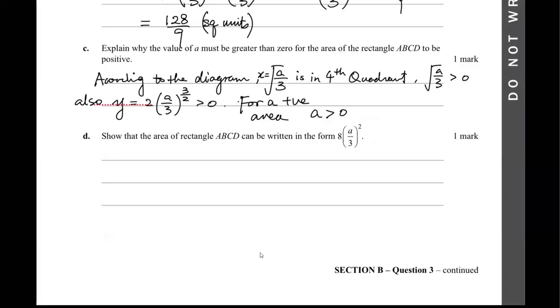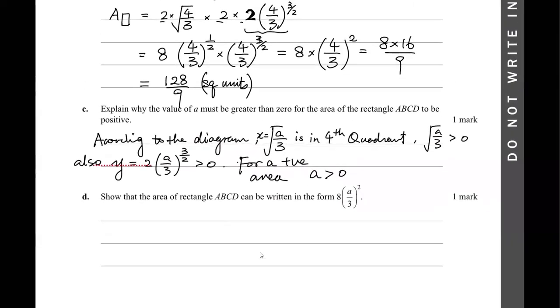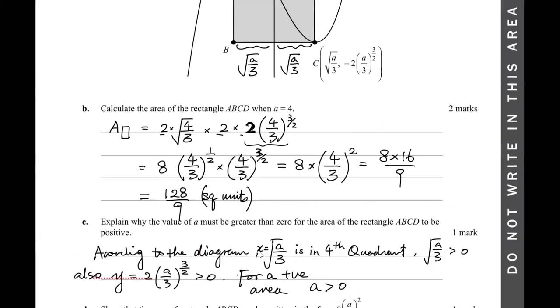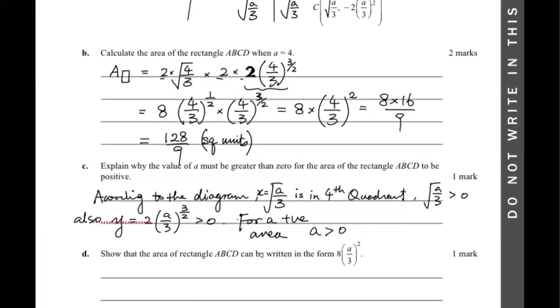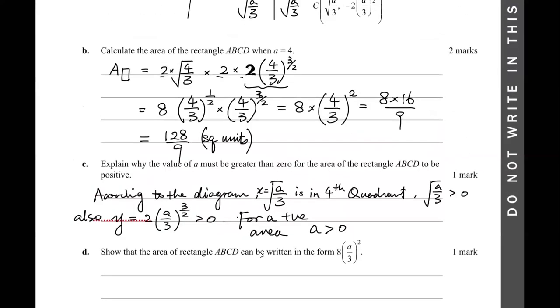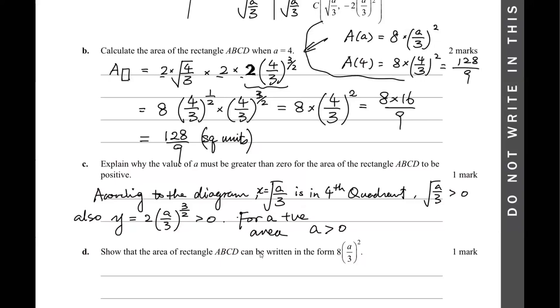And show that the area of the rectangle ABCD can be written in the form 8 times (a over 3) to the power 2. I wonder, what if the student did part D first, then came back to the second part? Well, that's an interesting aspect, because if the student worked out A of small a is 8 times (a over 3) squared, how about A of 4? 8 times (4 over 3) squared. Exactly the same thing, 128 divided by 9. Well, that's an interesting one.